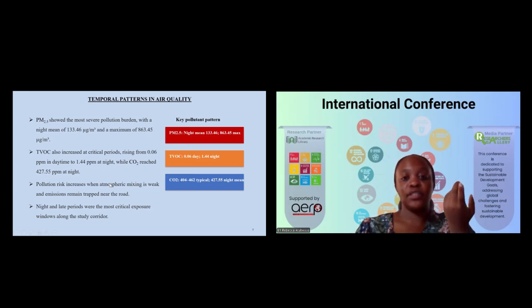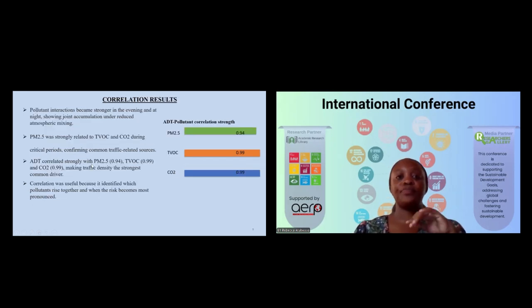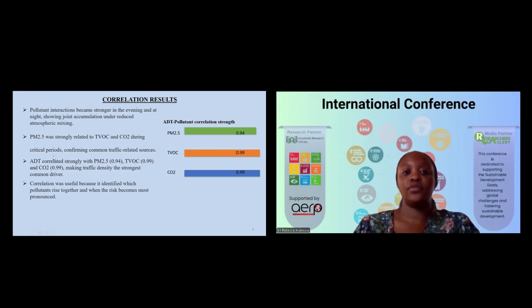Pollution risk increases when atmospheric mixing is weak and emissions remain trapped near the road. Night and late periods were the most crucial exposure windows along the study corridor. In my correlation analysis, ADT was strongly correlated with all pollutants, with a correlation of 0.9 and above for all three pollutants, which made traffic density the strongest common driver of pollution.